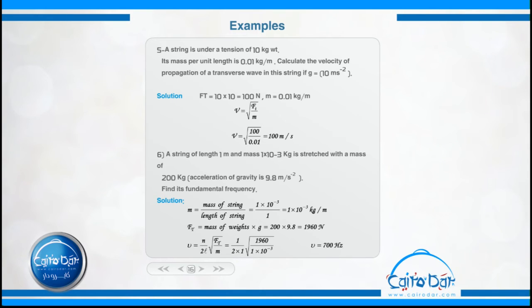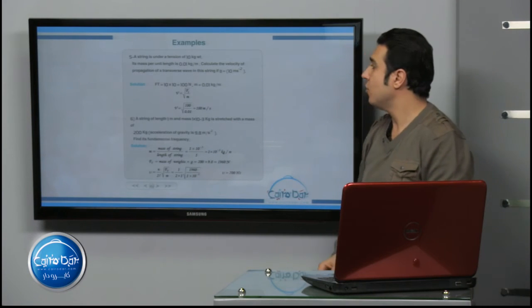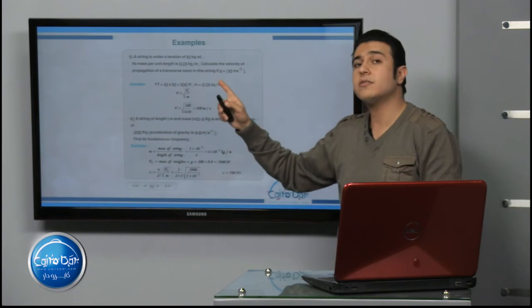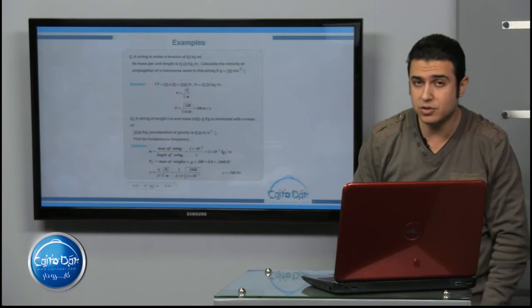Mass per unit length equals 0.01 kilogram per meter. From the relation, velocity equals square root of Ft over m, where Ft is the tension force and m is the mass per unit length. So velocity equals square root of the tension force 100 divided by the mass per unit length 0.01. 100 divided by 0.01 under the root, so it will be 100 meter per second.